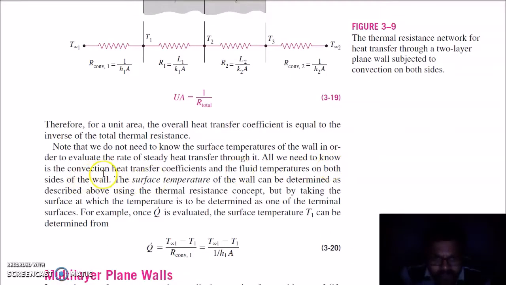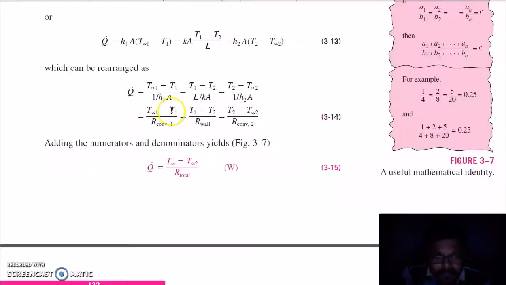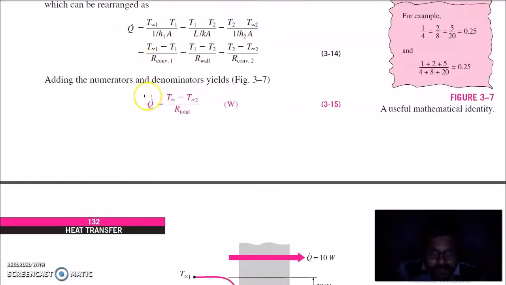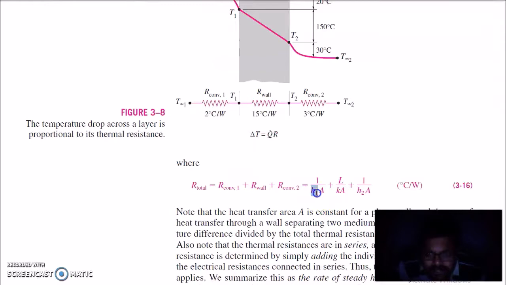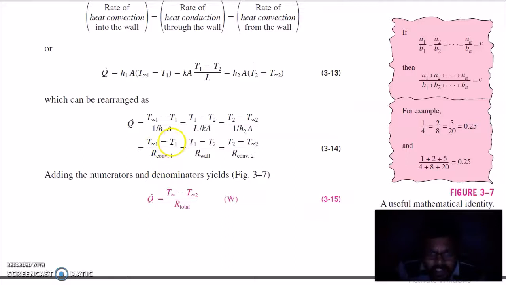All we need to know is the convection heat transfer coefficients and the fluid temperature on both sides of the wall. The surface temperature of the wall can be determined from this relation. If you know the steady heat transfer value, that is Q dot, all we need to know is this R, which is convective resistance, which is dependent on this convective heat transfer coefficient. Means if you know this value H1, you can solve for this T1, which is the wall temperature or surface temperature.